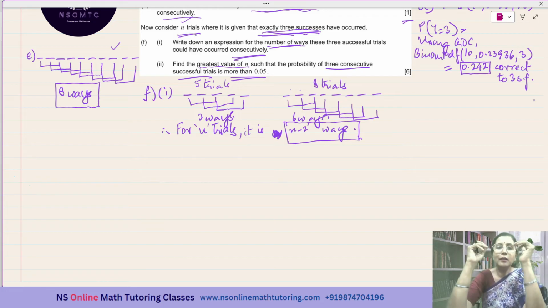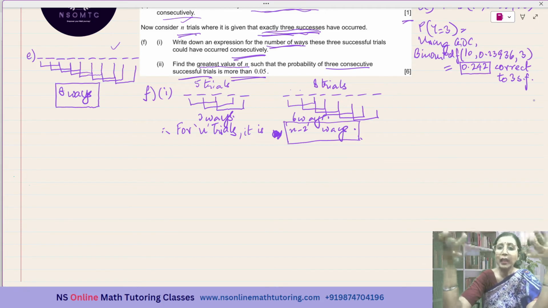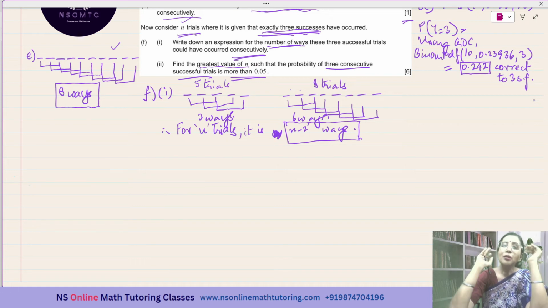So whenever you are having one condition given, because initially they have specified that exactly 3 successes have occurred, that means they have given a condition. We cannot take 2 successes, we cannot take 4 successes, we have to take exactly 3 successes. So that is a condition that has been provided. And now they are coming to the 3 consecutive successes.